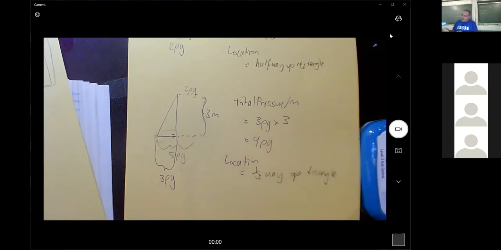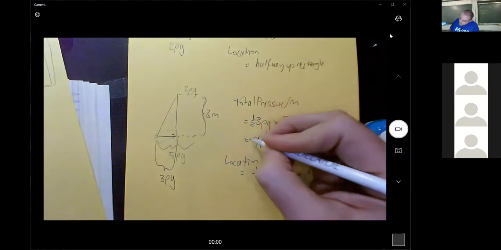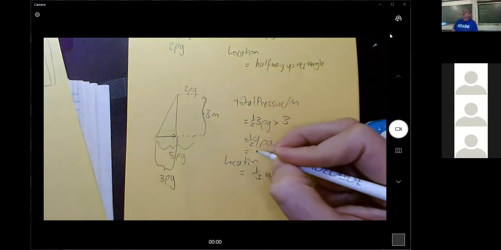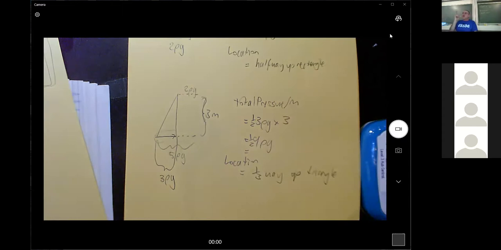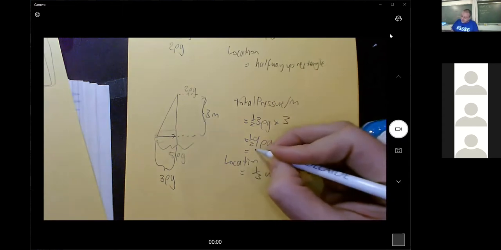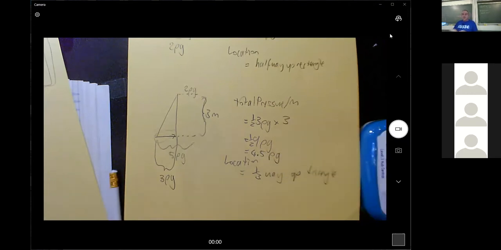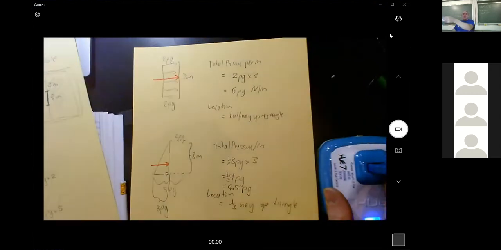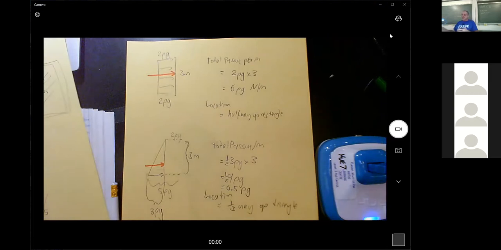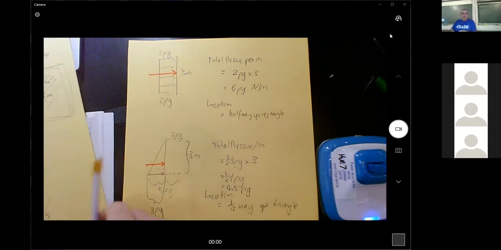Sorry? Yes, half. Yes, that would be a rectangle, wouldn't it? Whoa, good move. Thank you for listening for a maths mistake, thank you. So that's 4.5, right? Okay. And it's 1/3 the way up the triangle. Whew, I did the area of a rectangle, didn't I? Wasn't paying attention. Okay. So these two, sorry, it's not pressure per meter, it's total force per meter, isn't it?